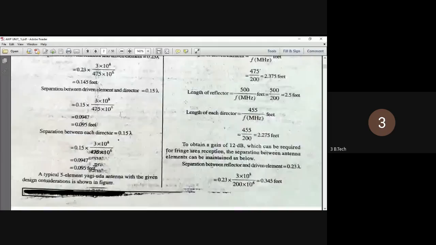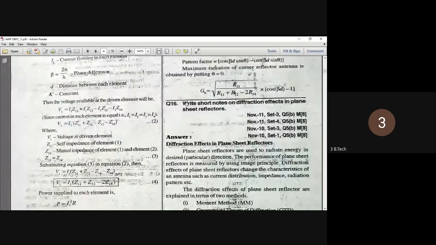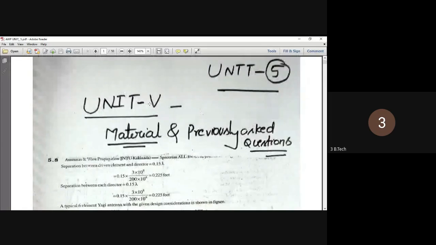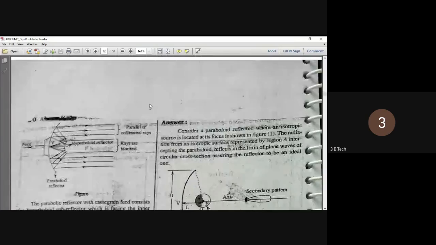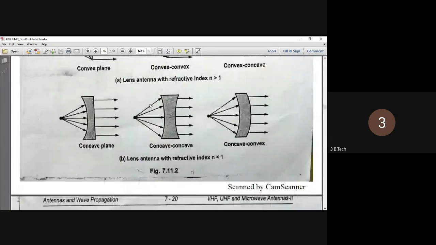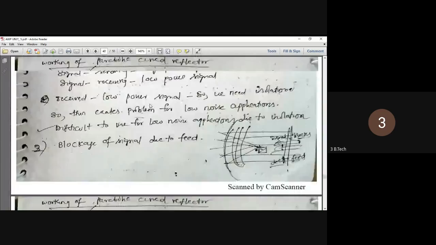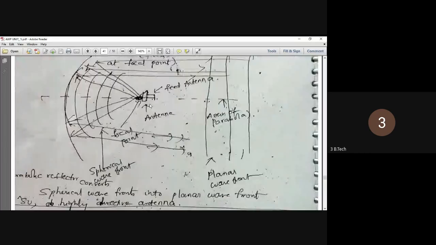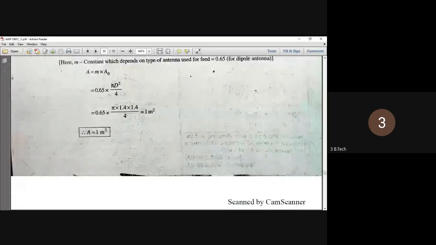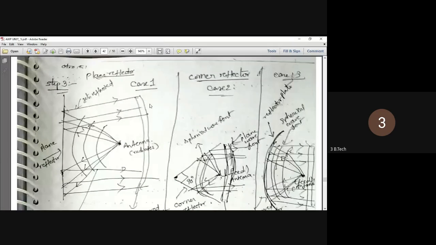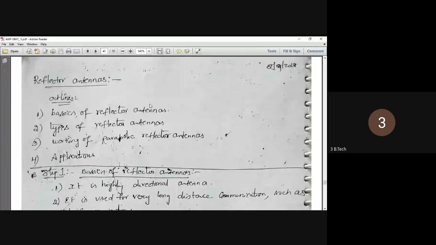When we come to the antenna elements, first we will see what a reflector antenna element is. Today in unit 5 we are starting with reflector antennas. Similarly, reflector antenna feed mechanisms we will also see. In reflector antennas, we will see the basics of reflector antennas, types of reflector antennas, and the working of parabolic reflector antennas.